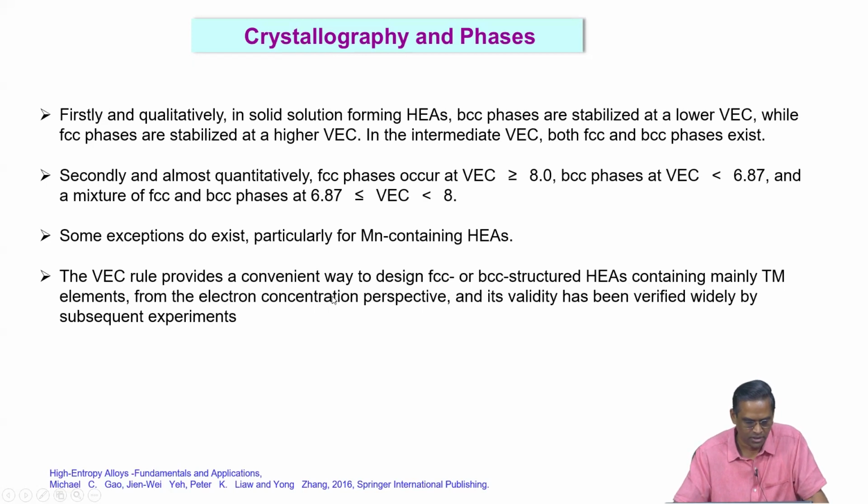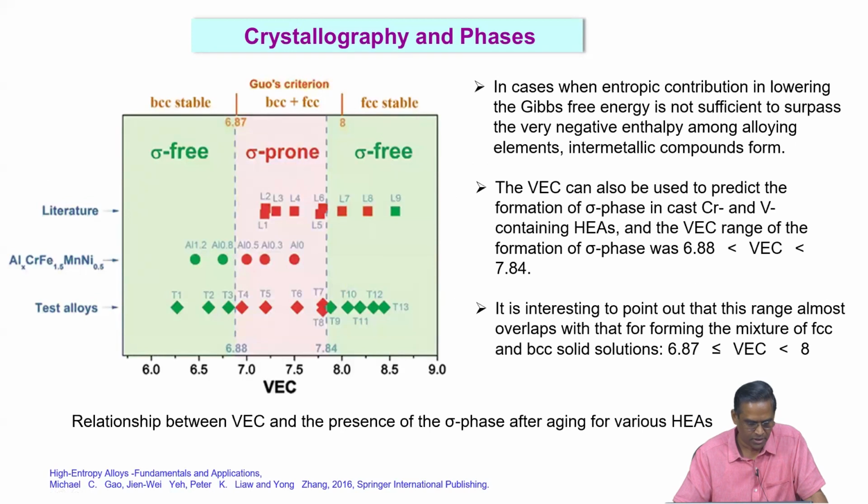So, can we use this for something else? Valence electron concentration. Some researchers have used this quantity to predict the formation of sigma phase in cast alloys. They have identified the values for VEC in the range of formation of sigma phase, between 6.88 and 7.84. Why is sigma phase formation important?